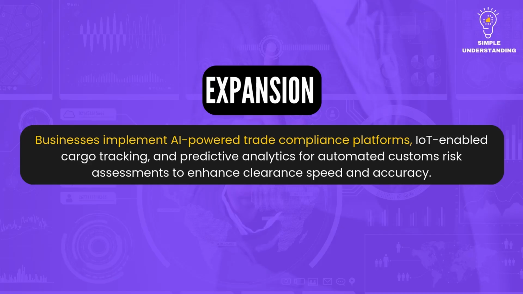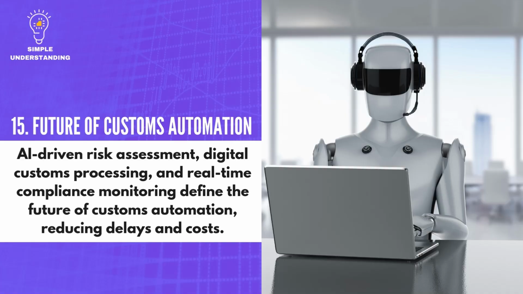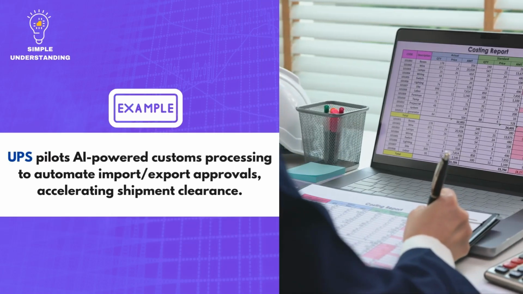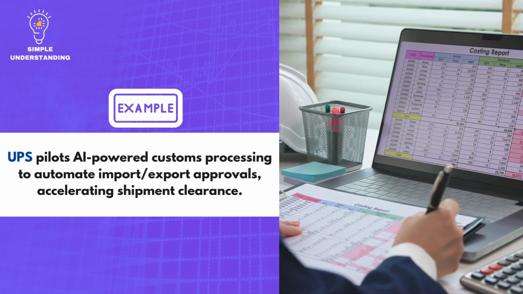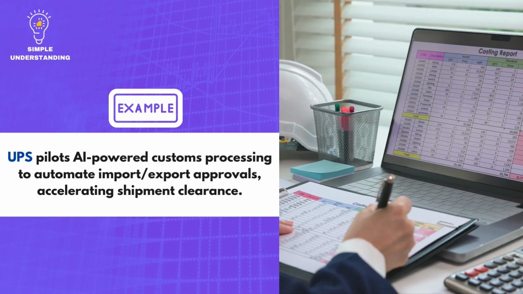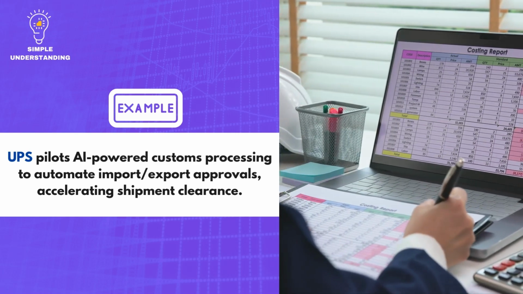Expansion. Businesses implement AI-powered trade compliance platforms, IoT-enabled cargo tracking, and predictive analytics for automated customs risk assessments to enhance clearance speed and accuracy. 15. Future of customs automation. Explanation. AI-driven risk assessment, digital customs processing, and real-time compliance monitoring define the future of customs automation, reducing delays and costs. Real company example. UPS pilots AI-powered customs processing to automate import-export approvals, accelerating shipment clearance.